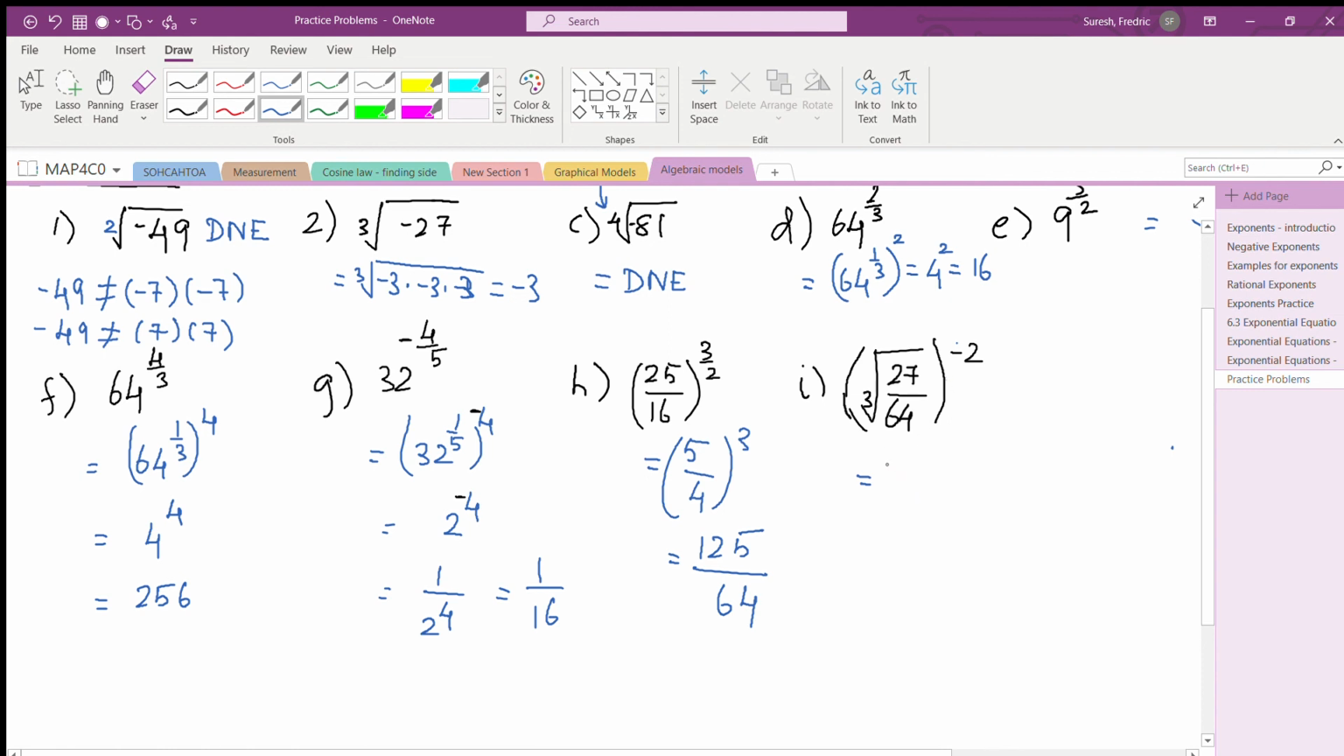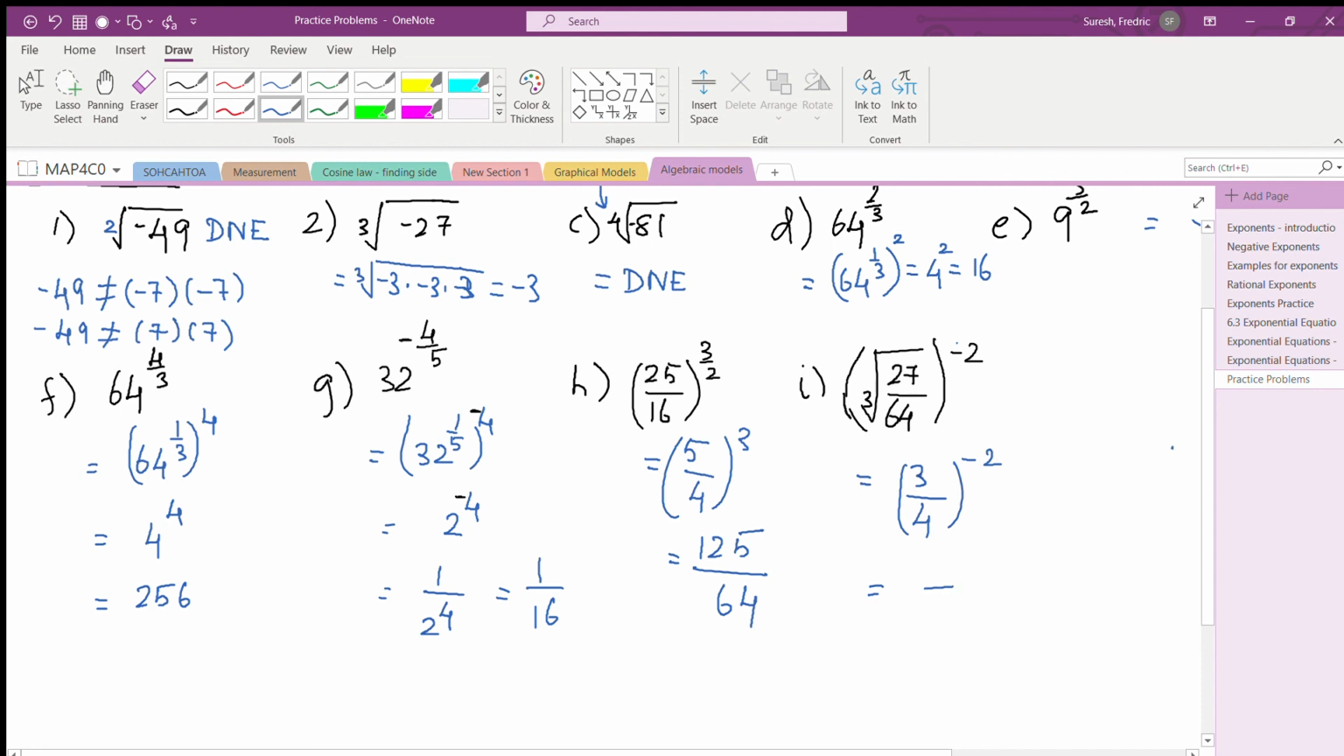There's only one difference between the previous problem and this, in that we have a negative sign. So let's do the cube root inside the bracket first. Cube root of 27 is a 3, cube root of 64 is a 4, and then we have a negative 2. So the negative is going to make the fraction upside down. It's going to flip it. And you also have to do the square. So let's do it step by step here.